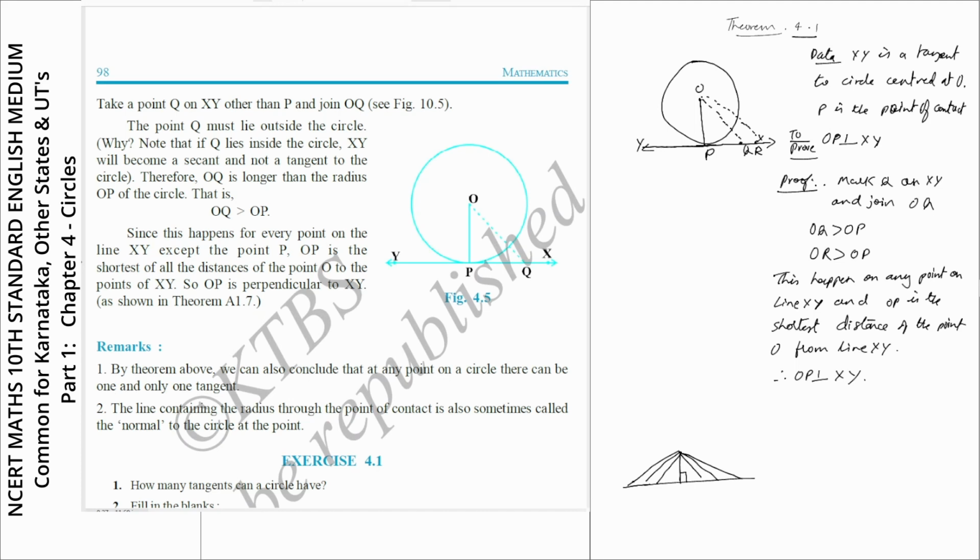You can read the remarks here. It says by the theorem above, we can also conclude that at any point on a circle there can be one and only one tangent. That is, if you take a circle and take any point on it, say let it be A, at point A we can draw only one tangent, we can't draw two tangents. Or on this point B, on point B also we can draw only one tangent.